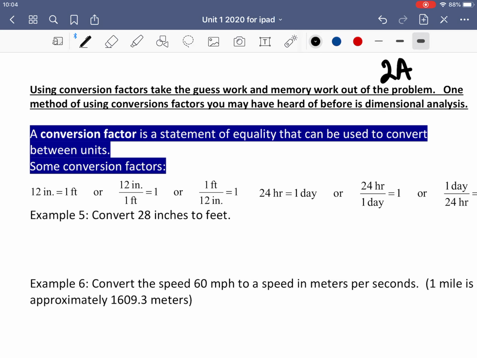And don't let the length of this video intimidate you. There are 4 examples I want everyone to join me for. And then there are a few extras you can kind of pick and choose from if they seem like something you need to practice. So, conversion factors.